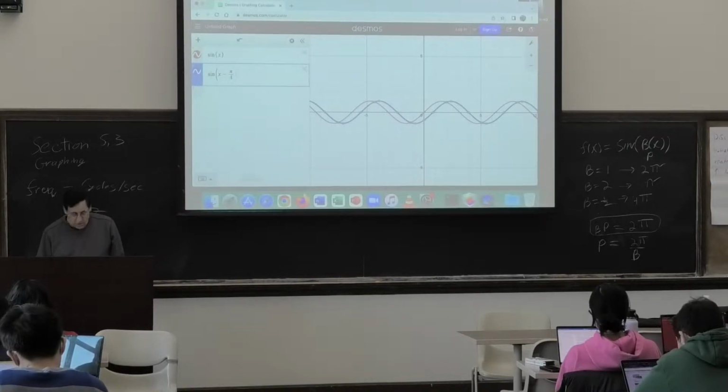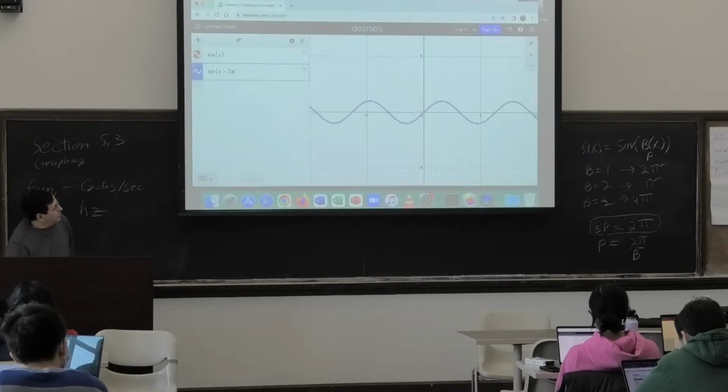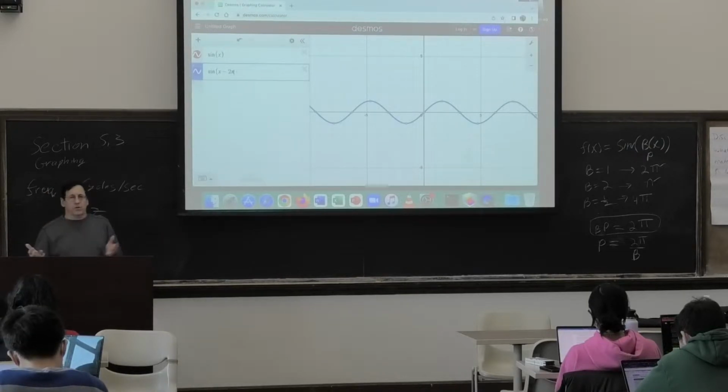With any such trig function, if I shift by 2 pi, just what you think, you get the same function, because it's a periodic function. It repeats with period 2 pi.